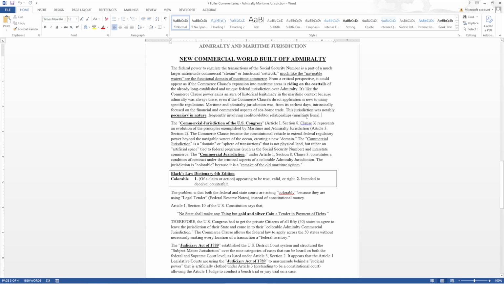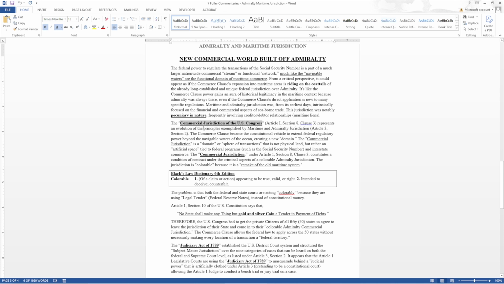When they added it into the federal rules of civil and criminal procedure, they altered everything by the revision of those codes. They altered everything to become more like maritime and admiralty jurisdiction. The commerce of the sea now became the commerce of all transactions on land. The commercial jurisdiction of the U.S. Congress, that's what we're going to call Article 1, Section 8, Clause 3. It's the commercial jurisdiction of Congress.